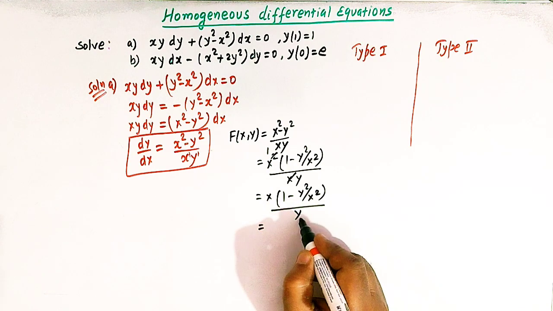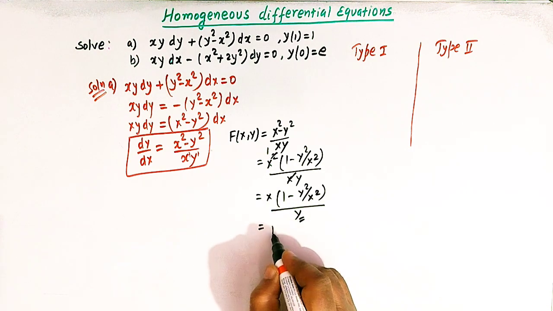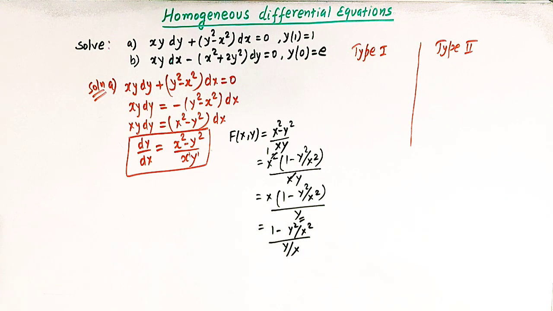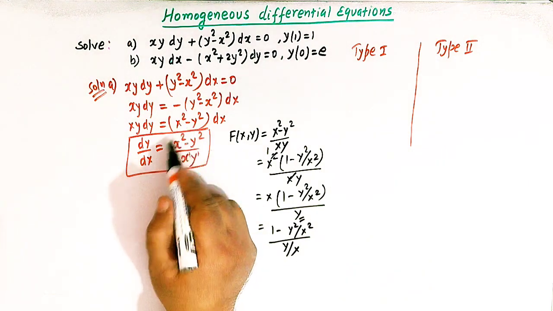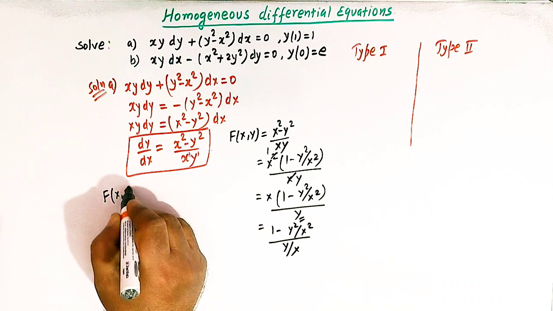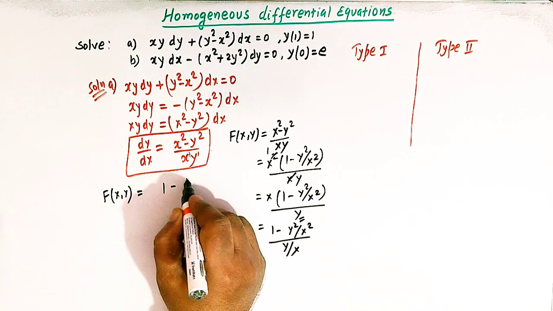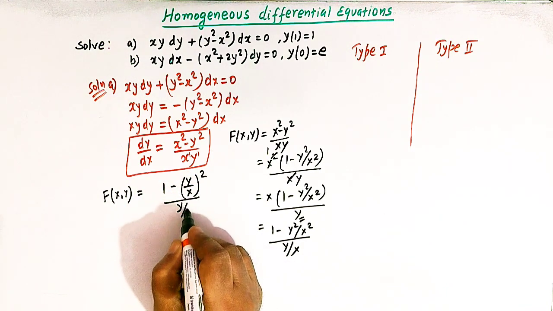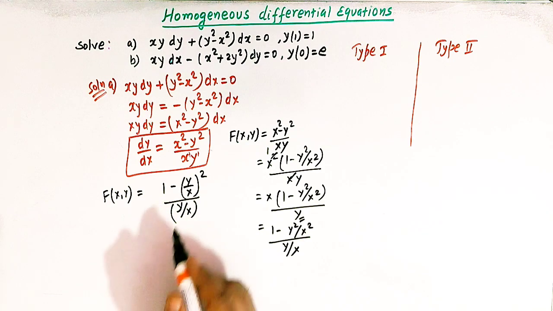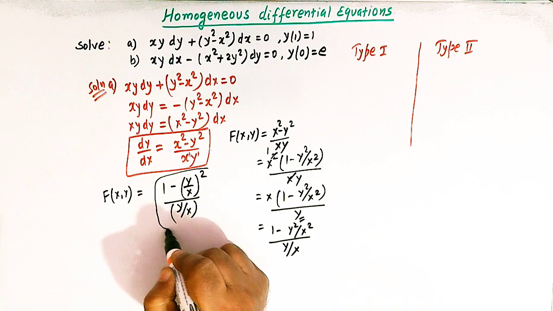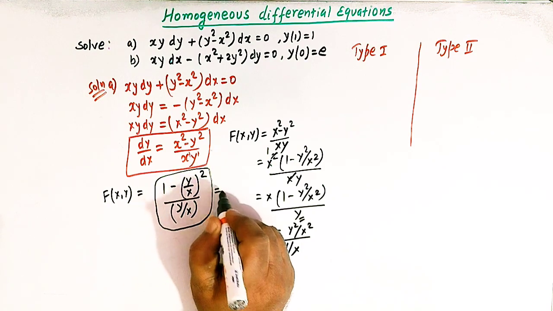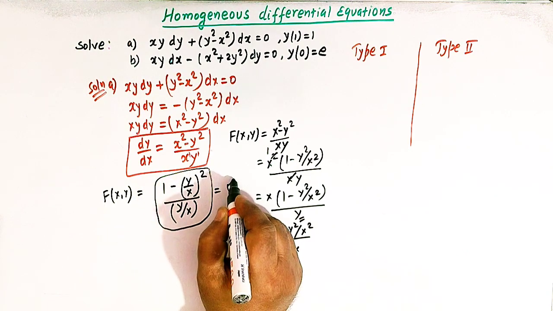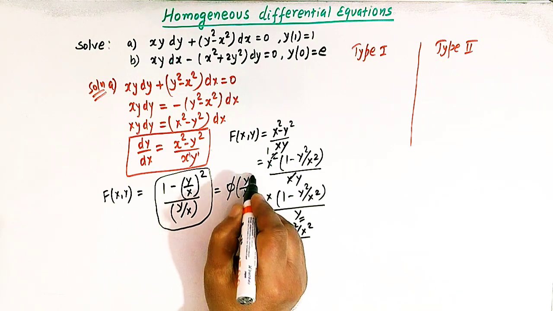Now taking this x to the denominator of y, we have 1 minus y square over x square over y over x. So now we can see that this function f of x comma y can be written as 1 minus y over x square, and here we have y over x. So this is a function which is in the form y over x. So we can write this function as, say, phi of y over x.